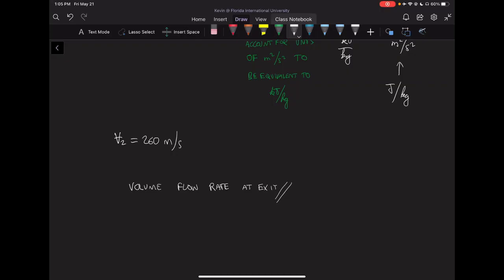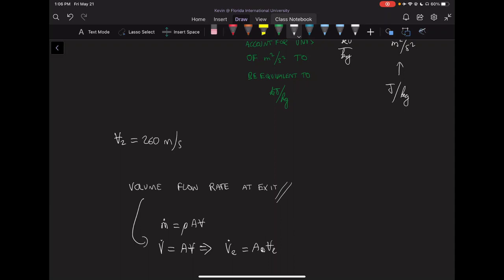If we go back to our mass flow rate equation, mass flow rate is equal to rho times AV. We had also said that V dot, which is our volume flow rate, is equal to AV. So if we're asked to find the volume flow rate at the exit, V dot E is equal to AE times VE, and that would be our answer.